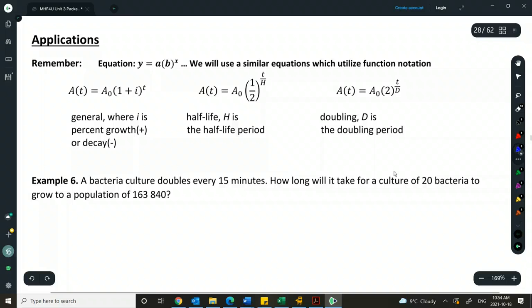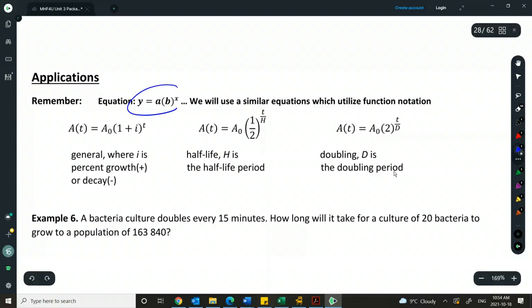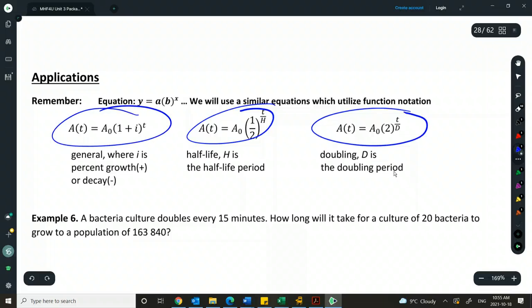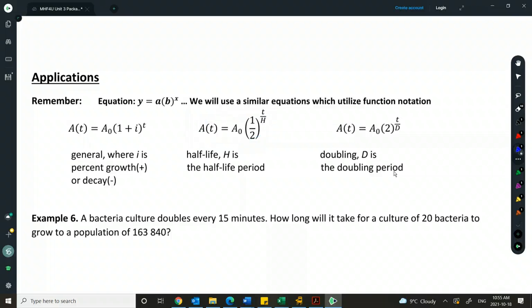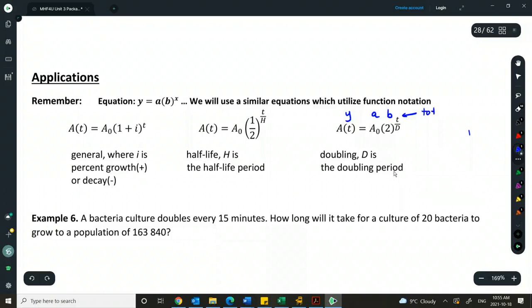So these are basically the same as our y equals a times b to the x formula, except they're in function notation. And they're set up specifically for half-life questions, doubling questions, and then percent growth or decay type questions, so interest or any kind of growth or decay. Think of this as your y, think of this as your a. In this case, b is 2, because it's only for doubling questions. And then this is total time over capital D, which represents the doubling period, which is here. Capital D is doubling period.